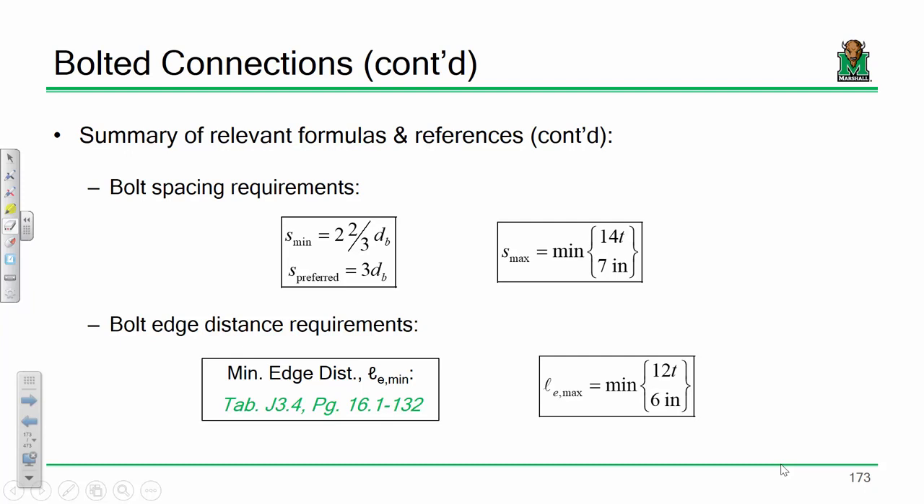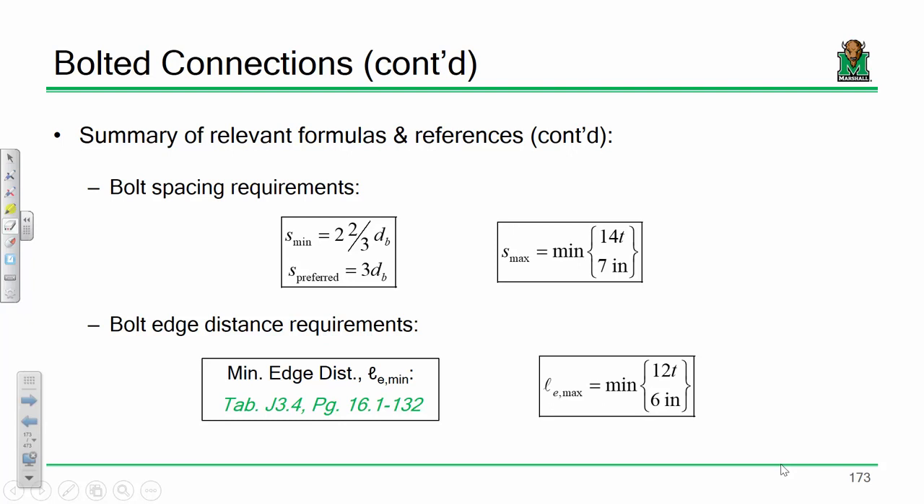Remember what they are for. Why do we have bolt spacing and edge distance requirements? We have minimums to facilitate fabrication. You know, if your bolts get too close together, you can't get a wrench around them. If your bolts get too close to the edge, you can lead to issues with fabrication. Maybe you accidentally tear the plate or what have you.